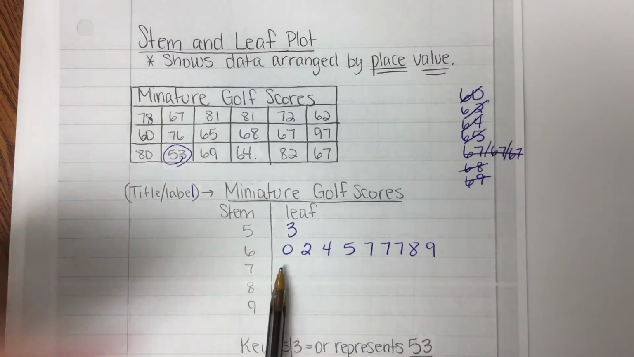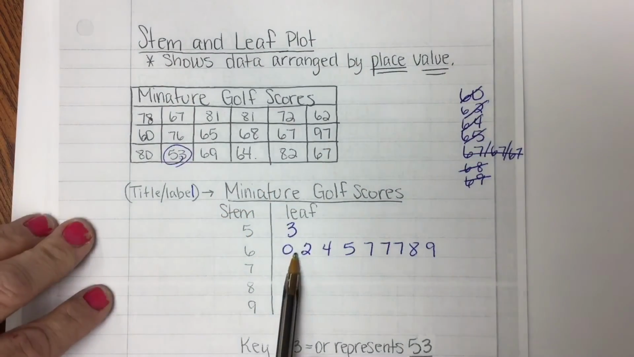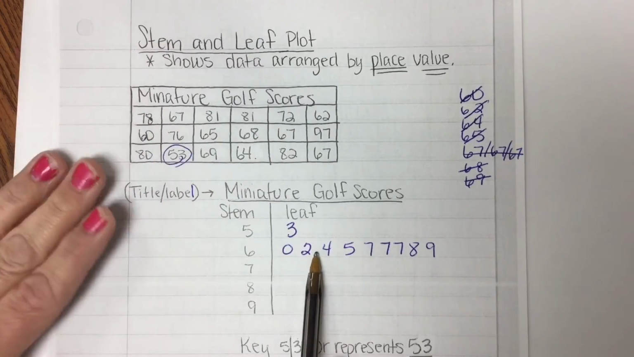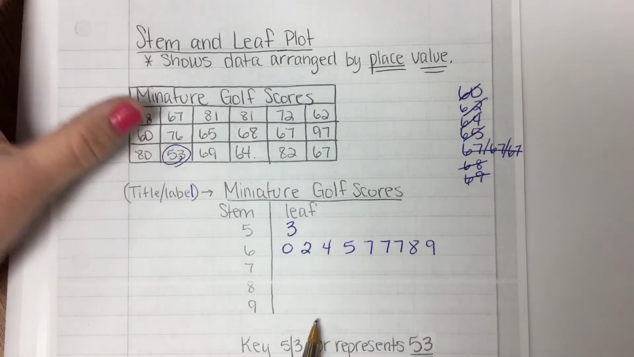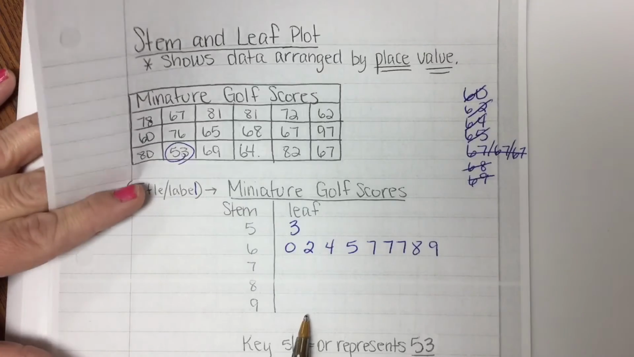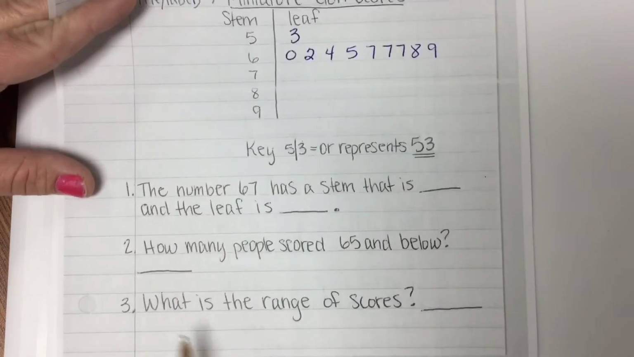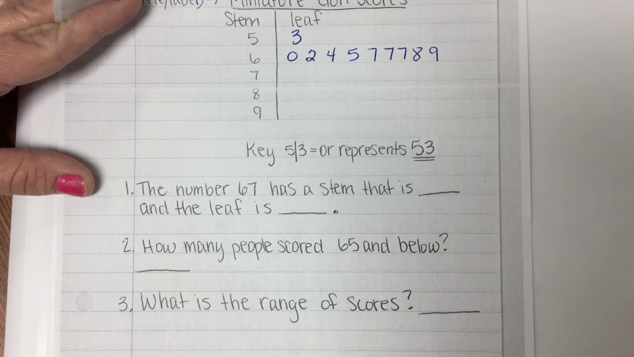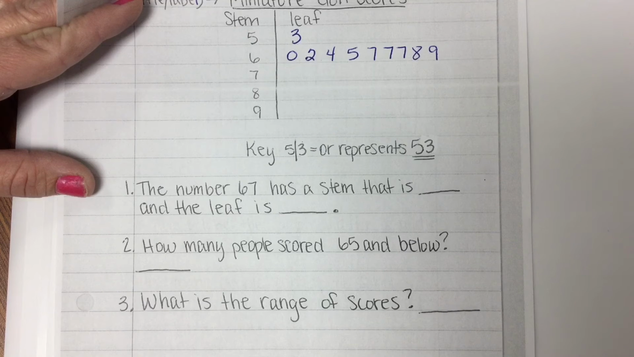So notice, I don't have a 61, so I didn't put a 1 here. I don't have a 63, so I didn't put a 3. Okay, so complete the rest of the stem and leaf, and then answer the questions. Number 1, the number 67 has a stem that is blank, and the leaf is blank. Number 2, how many people scored 65 and below? So think about, are we including 65 or not?